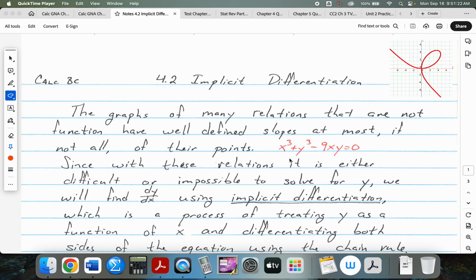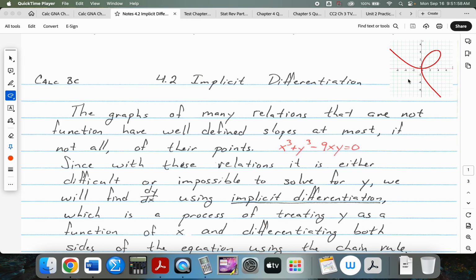Take, for example, x cubed plus y cubed minus 9xy equals 0. That's this graph. And at most places, we could sketch a tangent line here or there or there. Now, right here, where we come down, it looks to me like it's got a vertical tangent, so the dy dx would be undefined. But everywhere else, it looks like it's got a perfectly good tangent line, so the derivative exists.